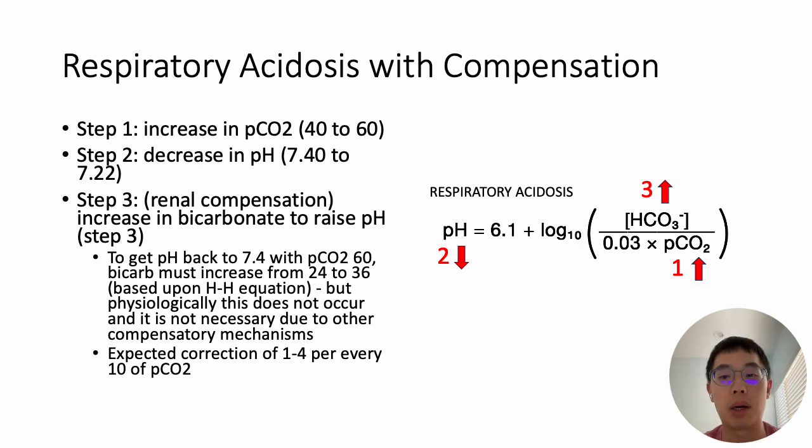In reality, the bicarbonate level will increase, but not by that much, since it's not necessary to completely bring the pH back to normal levels of 7.4. In addition, we usually increase our ventilation rate to compensate for the higher respiratory acidosis in an attempt to blow off more carbon dioxide and bring the pH back to normal. Given all of these physiological responses, we expect a correction of about 1 to 4 in our bicarbonate for every 10-point increase in our PCO2, and that is reflected in the formulas that we use to calculate the expected renal response to respiratory acidosis, as was shown in the previous slide.